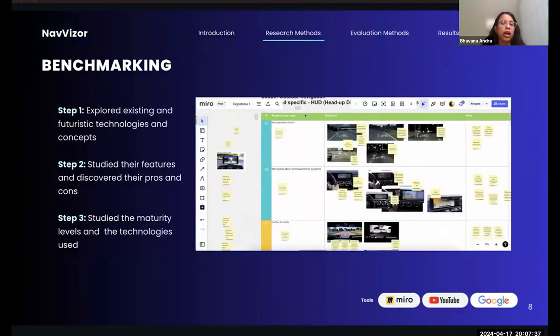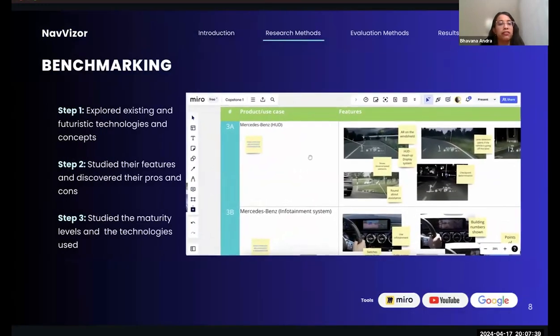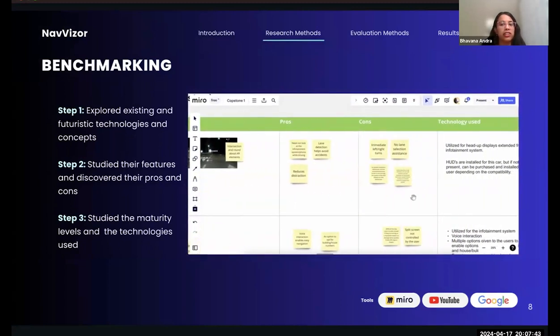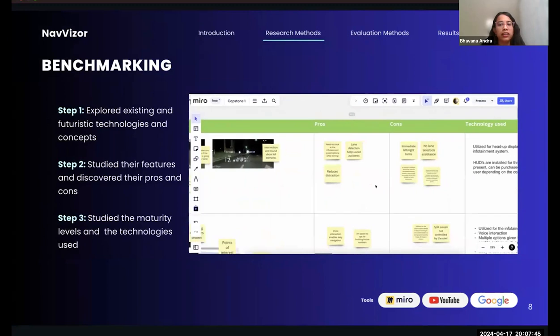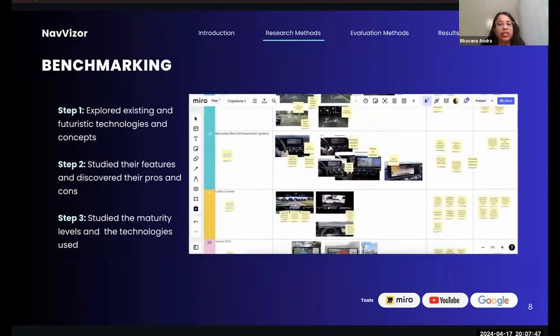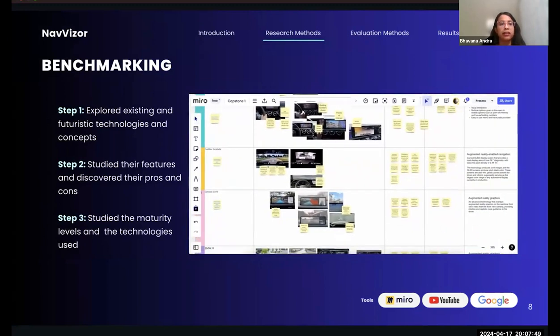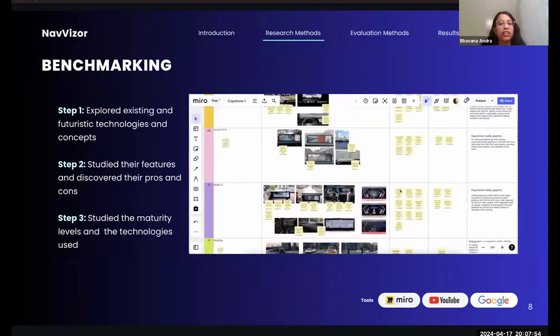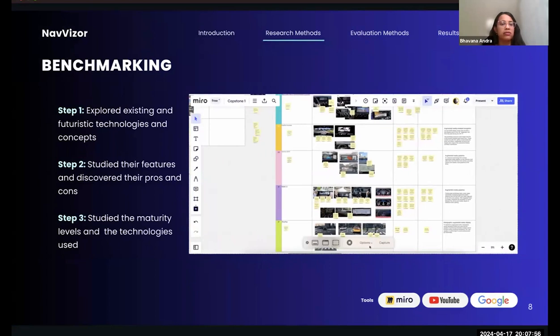So here's how we approached benchmarking different navigation technologies. First we looked at the familiar navigation apps and then the current technologies like HUDs and in-car augmented reality entertainment systems. Then we carefully examined the features of each and weighed their advantages as well as disadvantages. Lastly, we assessed how advanced each company was in developing these technologies for navigation purposes.